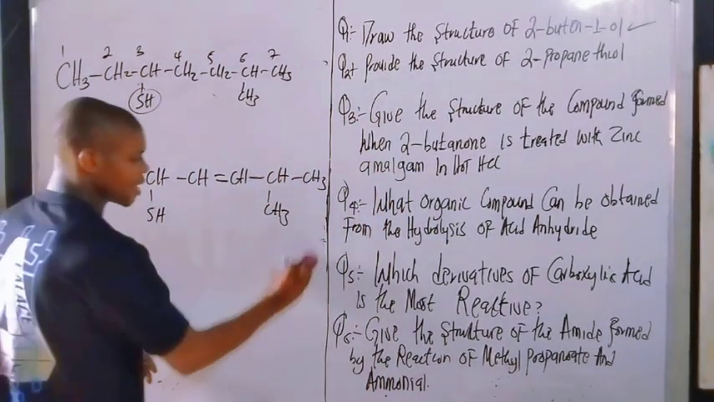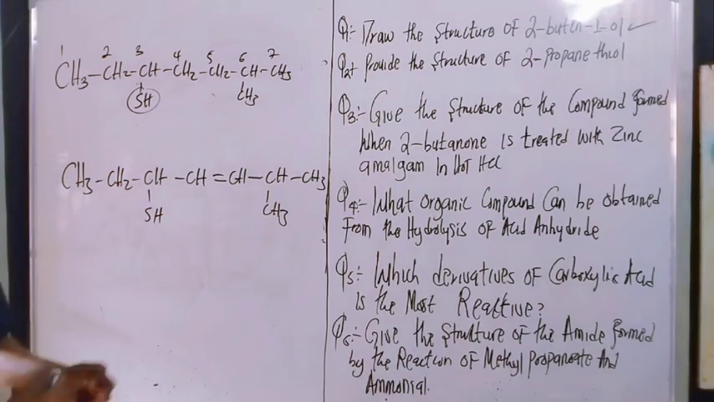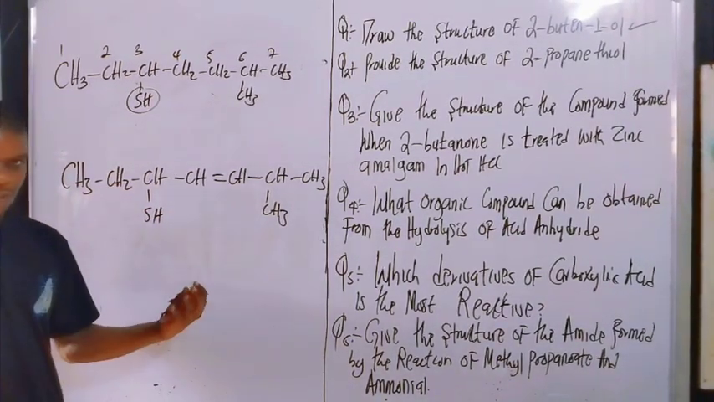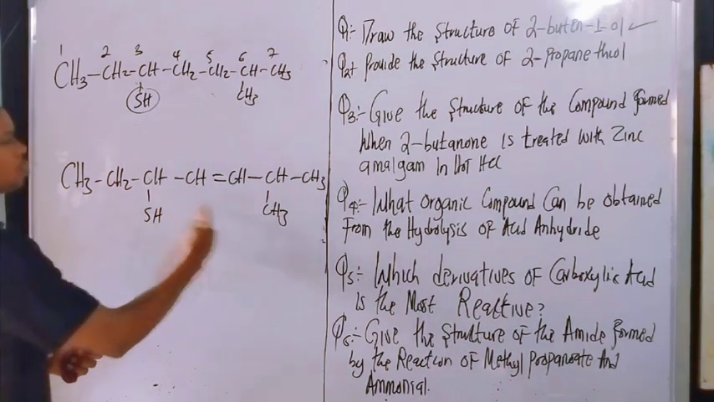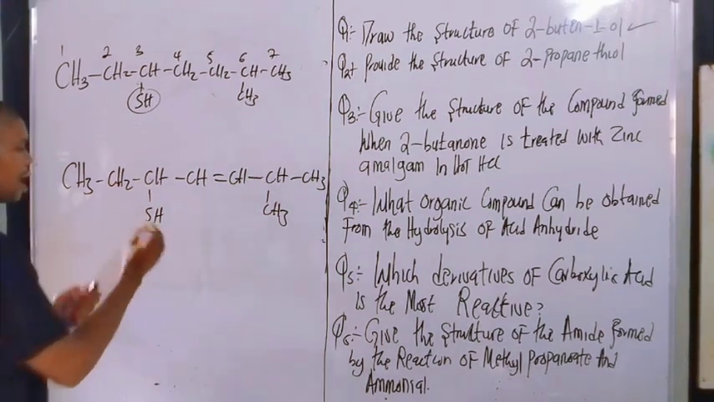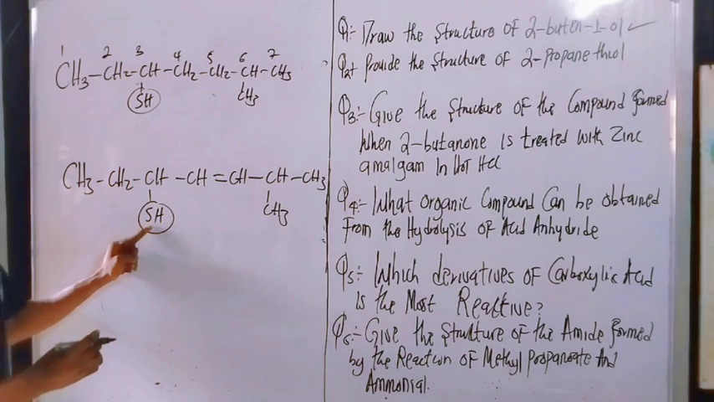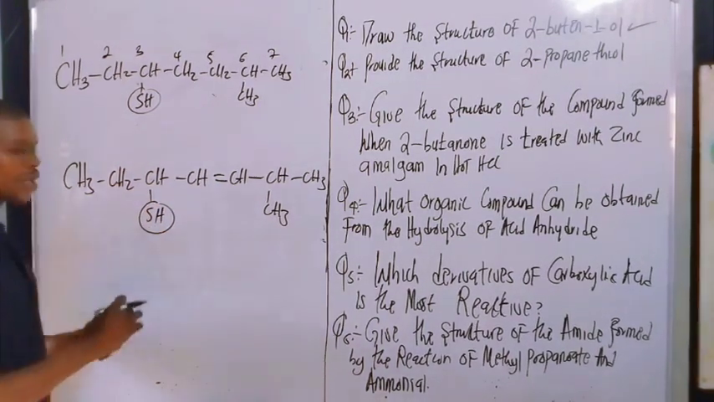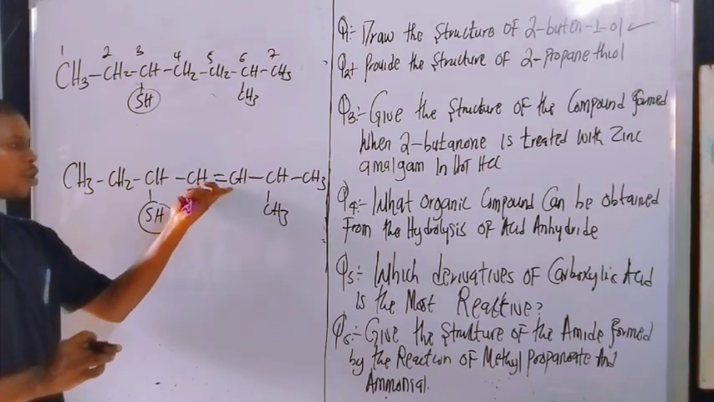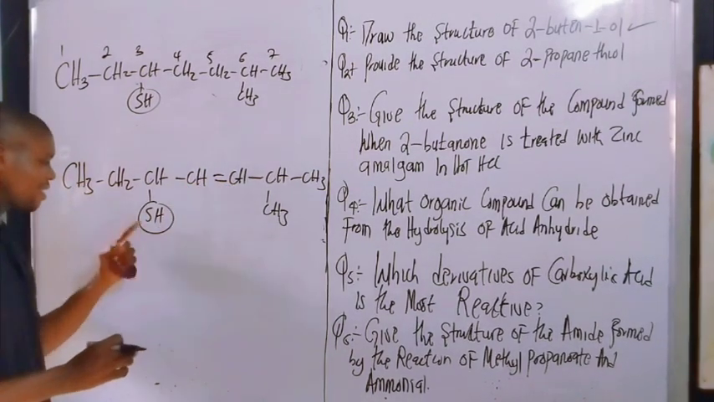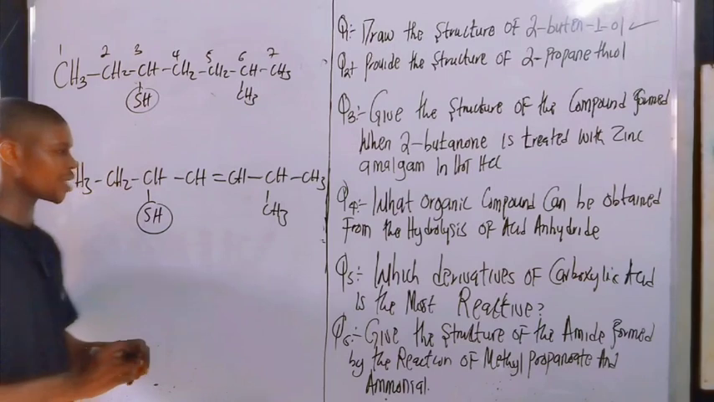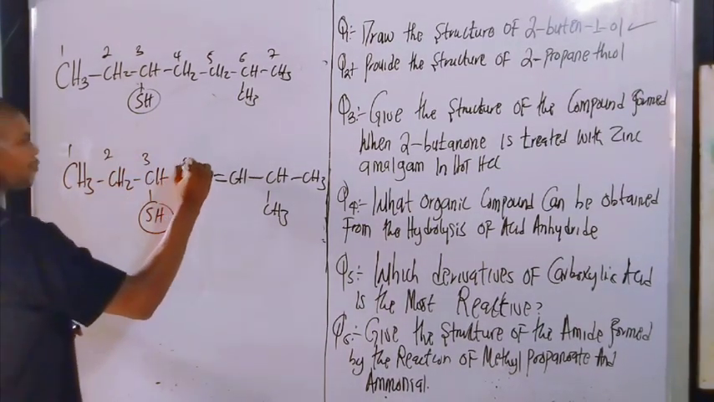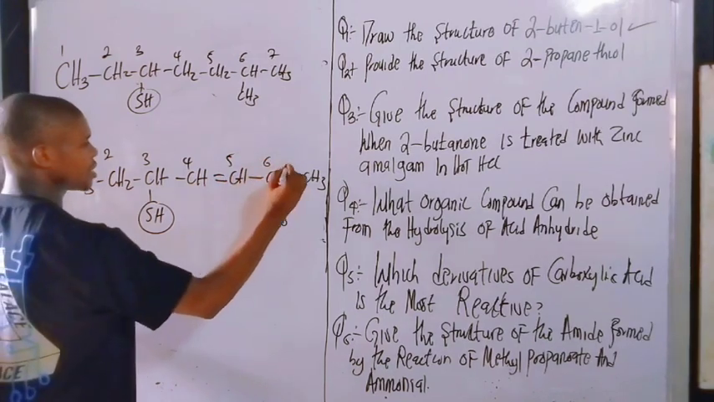Now, when you have something like this, how are you going to name it? Very important. Here we have a double bond and a thiol. The thiol, SH, oversees this one, so it must have the lowest possible number, irrespective of the double bond. So you have to start numbering from this side: 1, 2, 3, 4, 5, 6, 7.